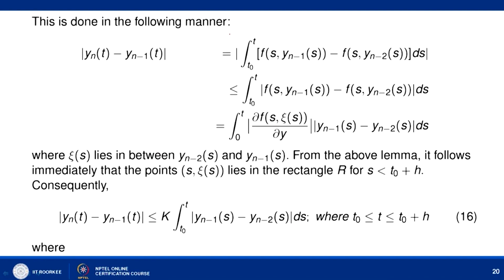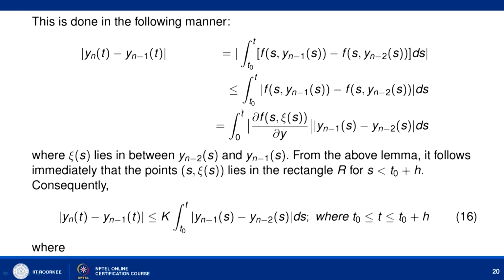This is done in the following manner. Let us calculate modulus of y_n(t) minus y_{n-1}(t), and it comes out to be the integral from t naught to t of f(s, y_{n-1}(s)) minus f(s, y_{n-2}(s)) ds.